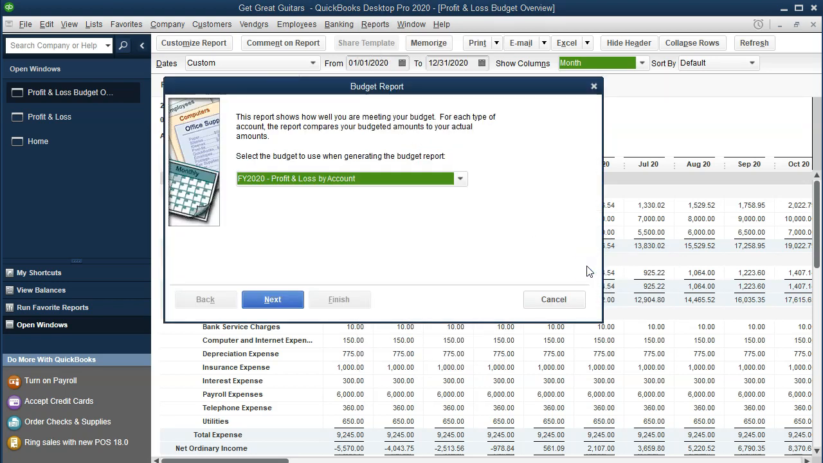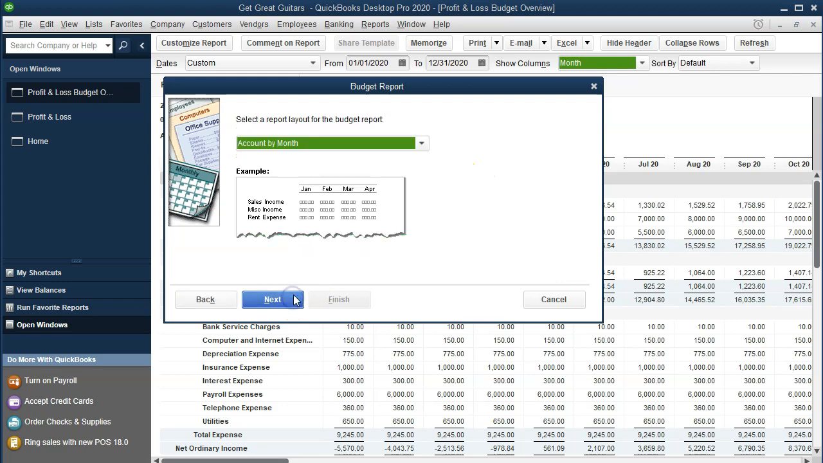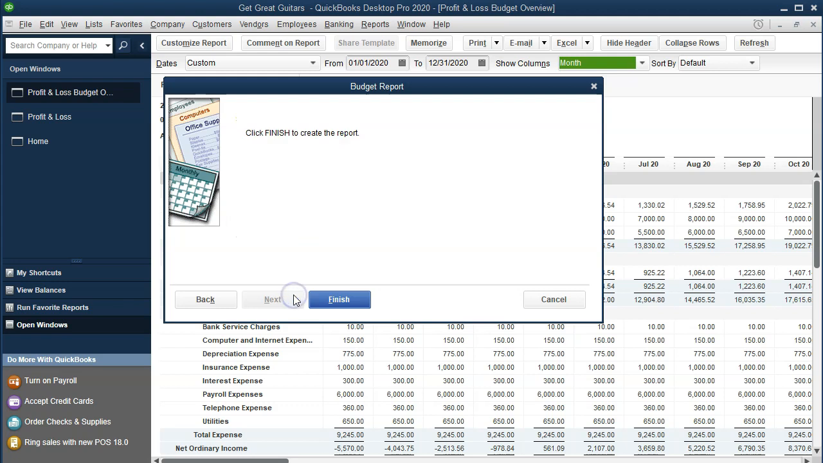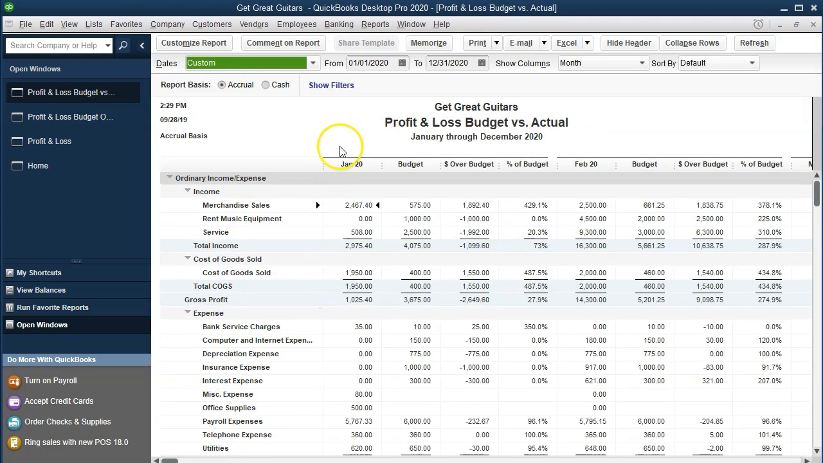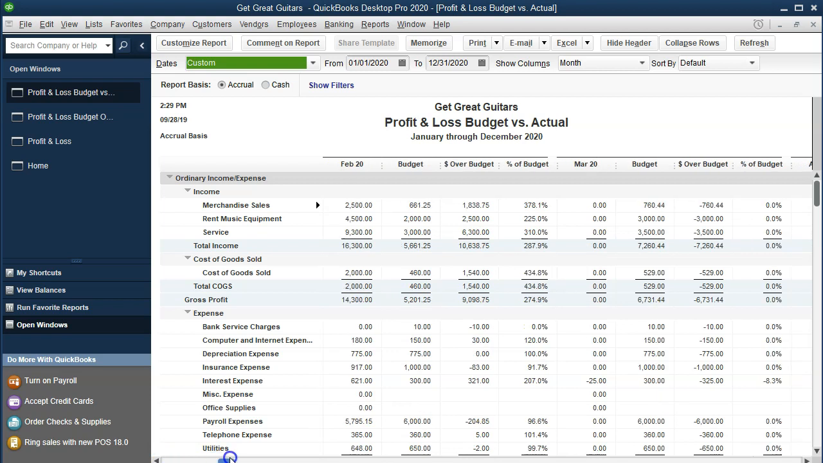Budget versus actual. And then we're going to say that we want the profit and loss. That's all we have. And months, that's good. Next, and finished. So then we have the budget versus actual. It's going with the date for the entire year. Obviously, we don't have the entire year's worth of data in there on the actual side. We only have 2 months worth of data for budget versus actual.